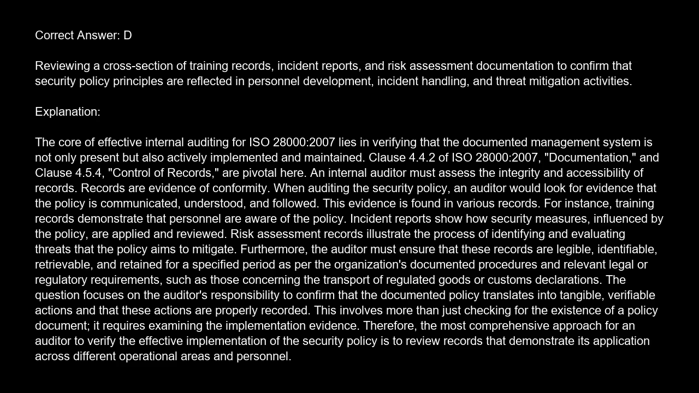Clause 4.2 of ISO 28000-2007, documentation, and Clause 4.4, control of records, are pivotal here. An internal auditor must assess the integrity and accessibility of records. Records are evidence of conformity. When auditing the security policy, an auditor would look for evidence that the policy is communicated, understood, and followed. This evidence is found in various records.